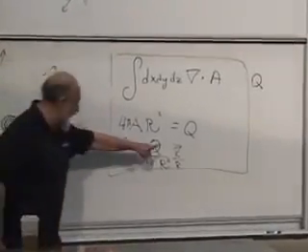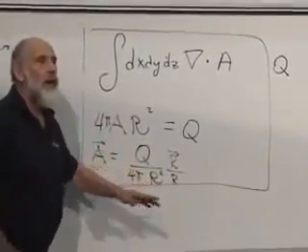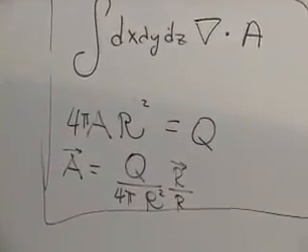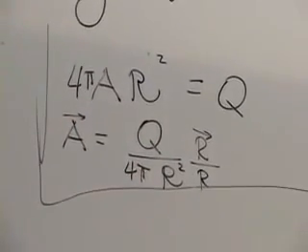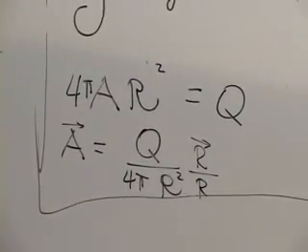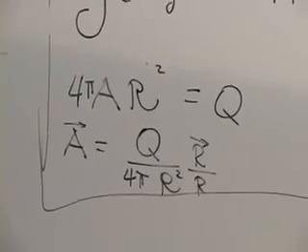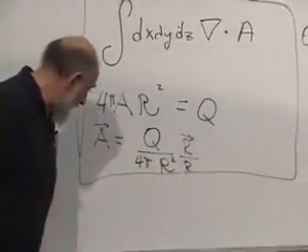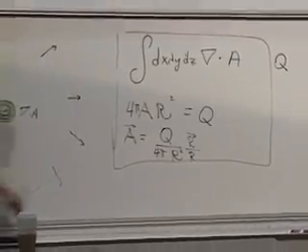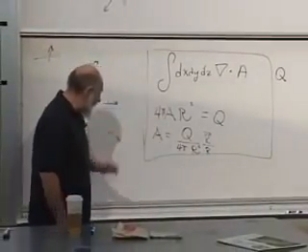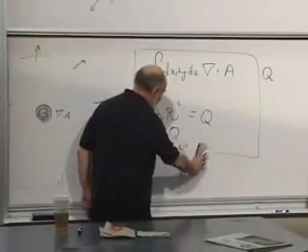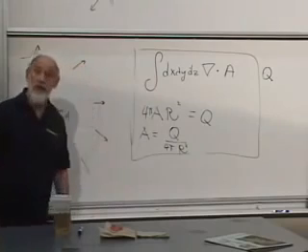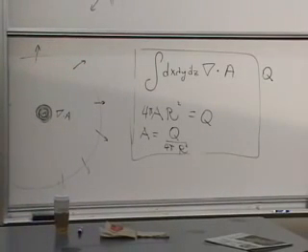Do you know what this r hat, this r over r, is? It's a unit vector pointing in the radial direction. It's a vector of unit length pointing in the radial direction. So it's quite clear from the picture that the A field is pointing radially outward. That's what this says over here. In any case, the field points radially outward, it has magnitude Q, and it falls off like 1 over r squared, exactly like the Newtonian field of a point mass.